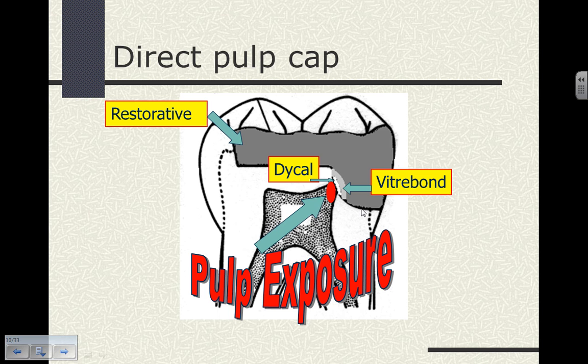Direct pulp capping is slightly different. It's when the pulp is exposed, either due to trauma or caries, and we can actually see some bleeding into the preparation itself. Just like an indirect pulp cap, it's generally going to be a deep cavity preparation. We're going to place calcium hydroxide, Di-Cal, cover it completely with Vitribond, and then place our definitive restorative material.